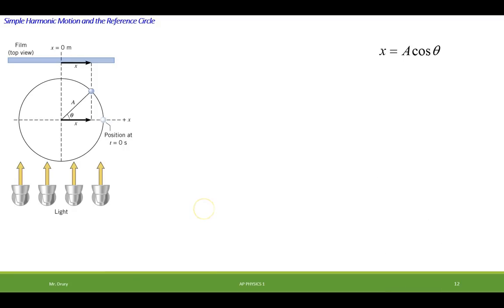All right, so x is equal to A cosine of theta. So how did we get that? Well, here's A at some arbitrary position. And what we're trying to do is find the x value of A, which would be the same as the shadow. So this x value of A would just be A cosine of theta. So A cosine of theta would give the position of the ball, but it would also give the position of the shadow.